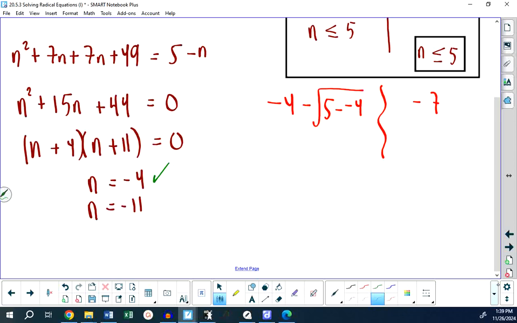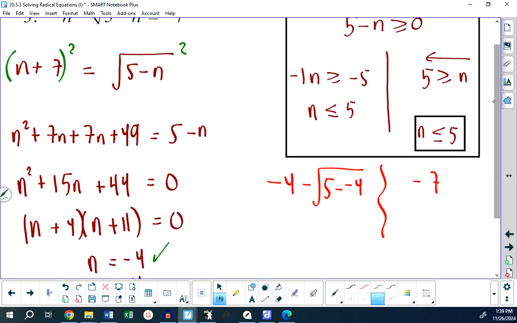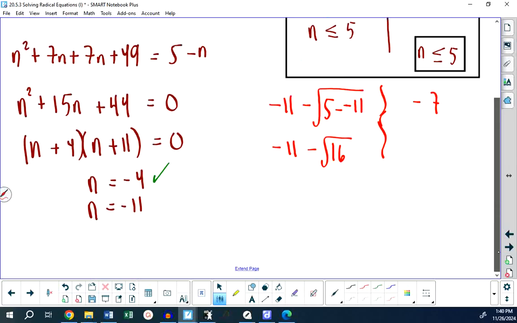What about -11? Well, let's see, this is -11 minus root 16. Root 16 is 4. -11 minus 4 is -15. Like, that's kind of a mystery. Why is it that that happens? That this doesn't work even though we didn't do anything wrong?